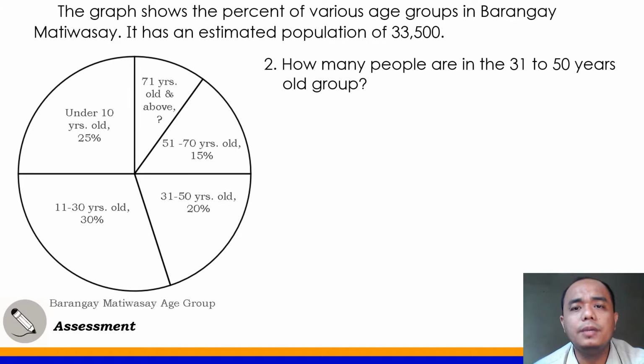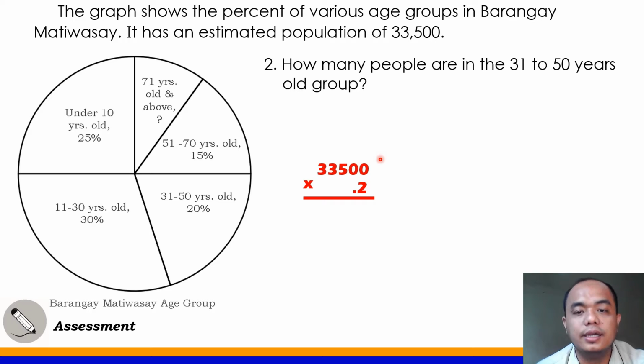Number 2, how many people are in the 31 to 50 years old group? So, dali lang. So, kunin natin yung total, which is 33,500. Yung 31 to 50 years old is 20%. That 20% is equal to 0.2. No? 0.2 sa decimal. So, 2 times 0 is? Yes, that's 0. 2 times 0 is another 0.